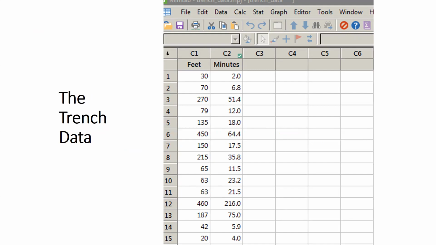So these are the real numbers my father faxed me one day, back when we used fax machines. And they represent the length of the trench in feet and how long it took to dig that trench in minutes. So in this case, we'll be using the X variable, or independent variable, feet, to predict how long it should take to dig a trench in minutes.